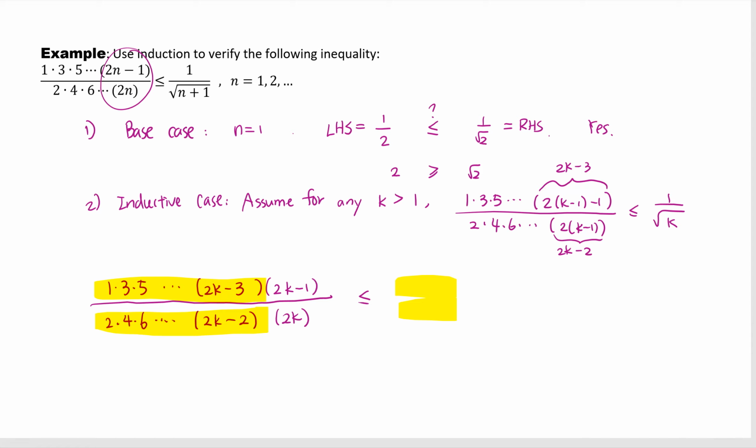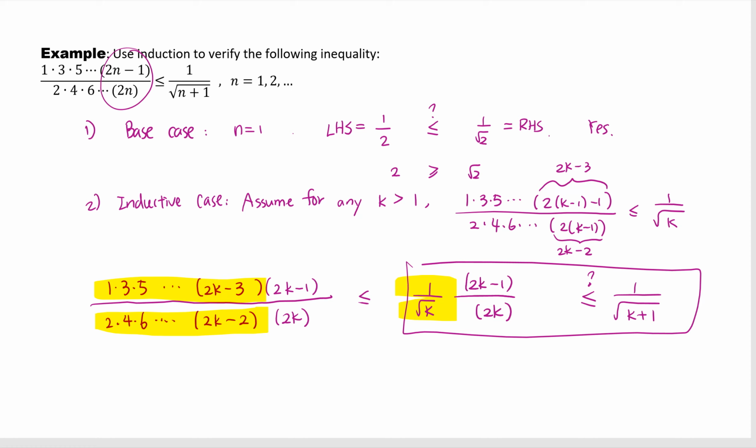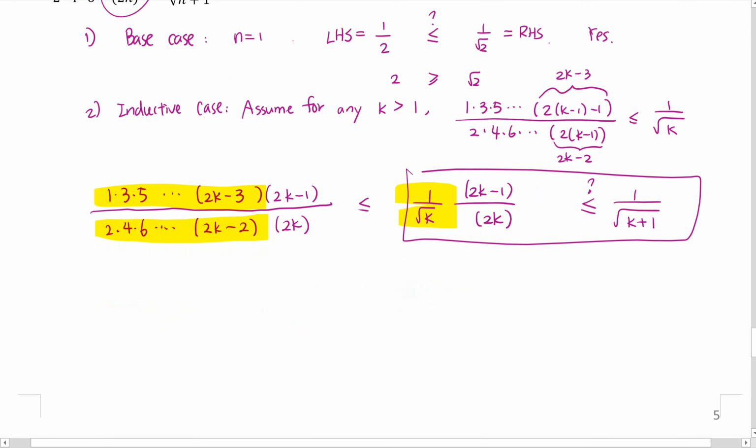So it's less than or equal to 1 over square root of k. And we still have one more term, (2k minus 1) over 2k, right? And what do we want? We want to show this is less than or equal to 1 over, we replace n by k, so square root of k plus 1. This is what we want to show. Well, how do we show this? It's hard to show this way, but let's figure out what it is equivalent to. So we say equivalently.